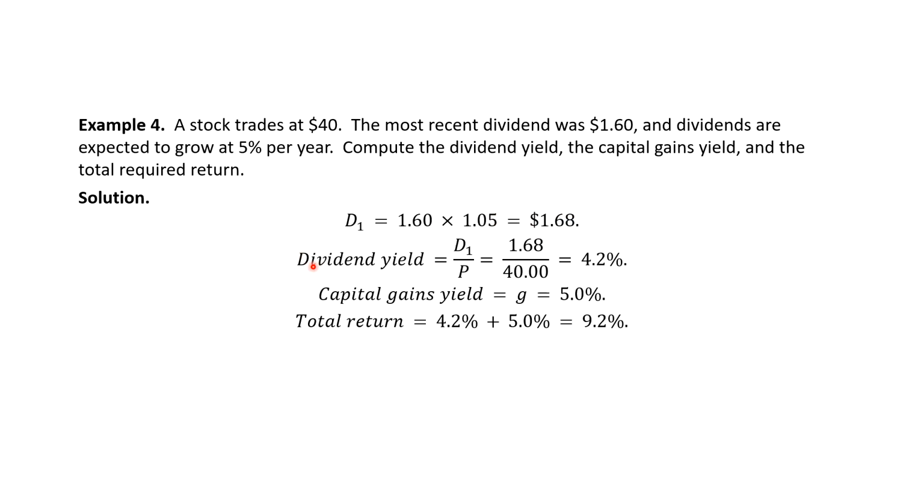Then, from the previous slide, we identified the dividend yield. That's D1 divided by P. That's 1.68, which we just computed, divided by 40, and that gives us 4.2%. Then the capital gains yield equals G. It's the same as the expected growth in dividends. We proved that on the previous slide, and that's 5%. And then to get total return, we just add these two together, and we get 9.2%.